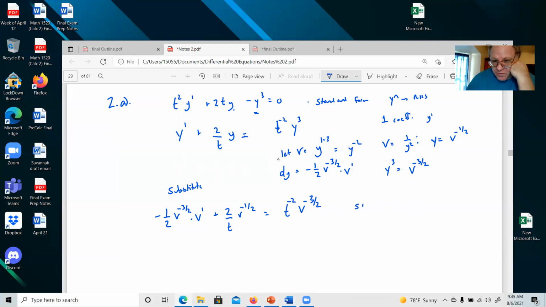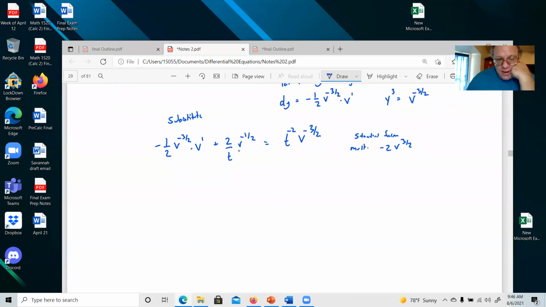So again, we have to put this in standard form. Which means I'm going to multiply by negative 2, because that will take care of my 1/2, and v to the 3/2, because that'll make that an exponent of 0. I think that'll do it. So we're just going to multiply by negative 2v to the 3/2. So negative 2v to the 3/2 times this whole mess, and v to the negative 3/2.